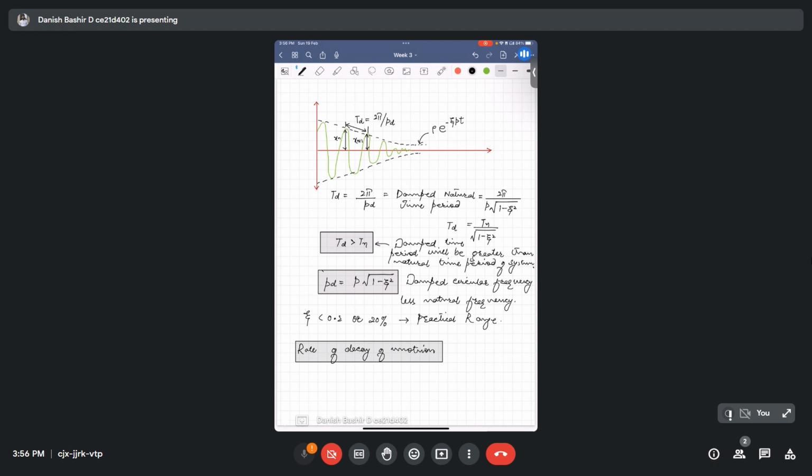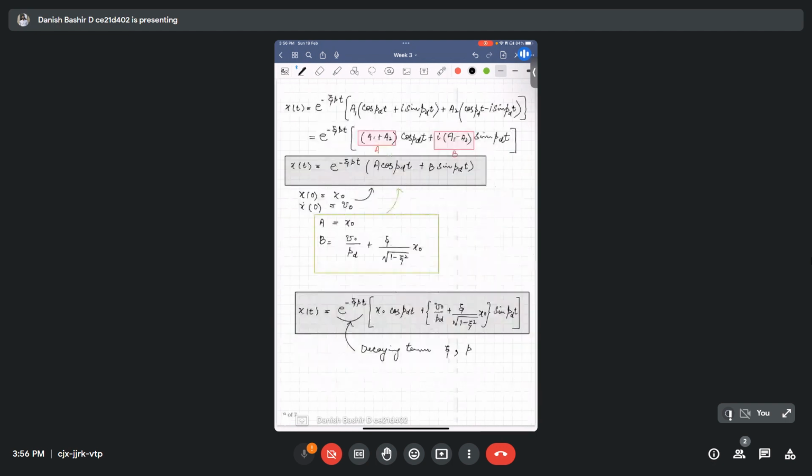We find that x of t at any point of time is given by e power minus theta pt, and it's a combination of natural frequency and the damped frequency, a cos pdt plus b sin pdt, where a is equal to x naught, that's the initial displacement, and b is a term equal to v naught by pd plus theta divided by under root 1 minus theta square times x naught.